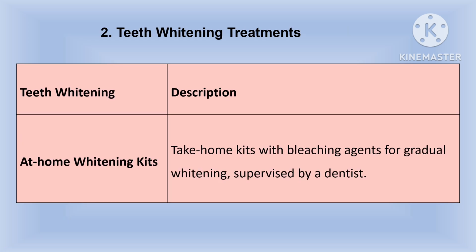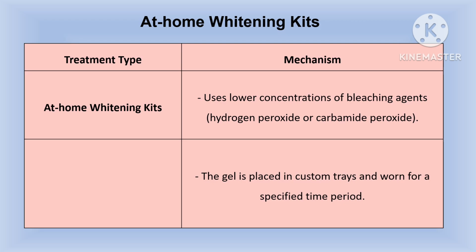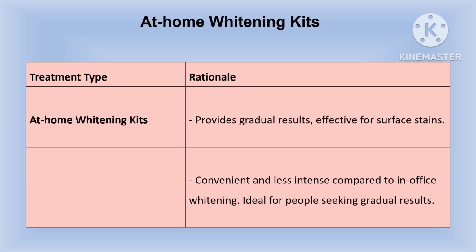The second approach is at-home whitening. It is for a more gradual approach. Patients can use whitening toothpaste or the custom-made whitening trays provided by their dentist. These are designed for regular use and can lighten stains over time, ensuring patient comfort and convenience.